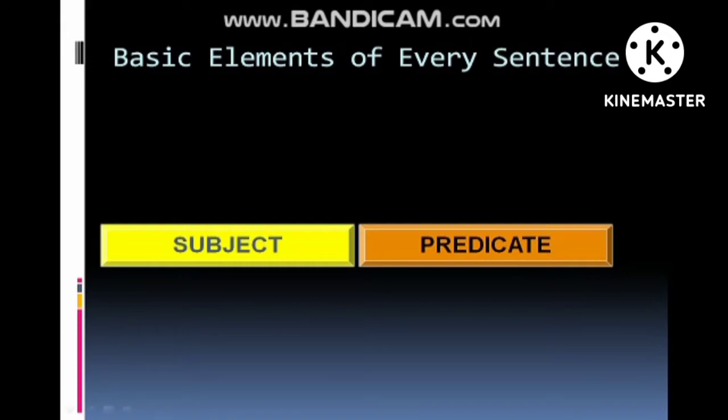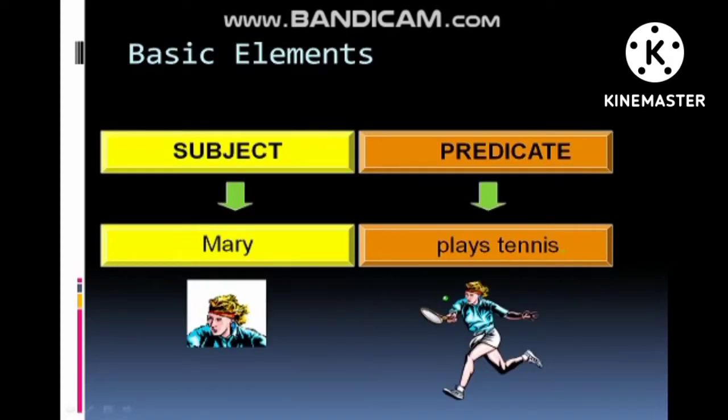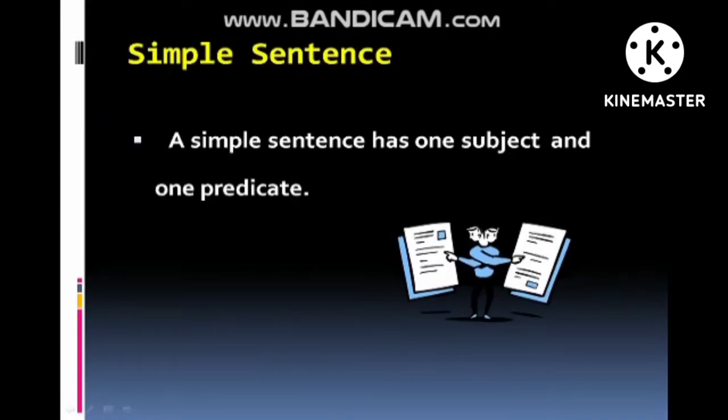Predicate contains the verb. For example, Mary plays tennis. So here the subject is Mary, the predicate is plays tennis. So Mary is the subject, plays tennis is the predicate. Simple sentence. A simple sentence has one subject and one predicate. A simple sentence consists of one independent clause. An independent clause contains a subject and verb and expresses a complete thought.